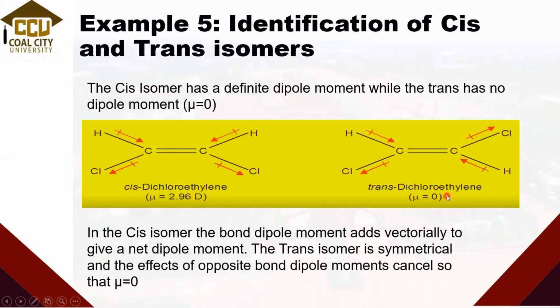So if I have two isomers and I want to distinguish between the cis and the trans, all I need to do is calculate the dipole moment. The one with a dipole moment of 0 will definitely be the trans, while the one with a dipole moment greater than 0 will be the cis, because the trans is symmetrical while the cis is not symmetrical. So this is one of the ways in which I can ask you to explain some concepts in dipole moment.